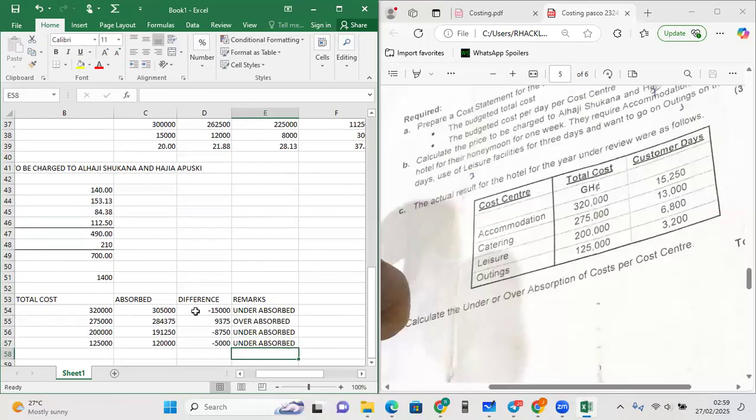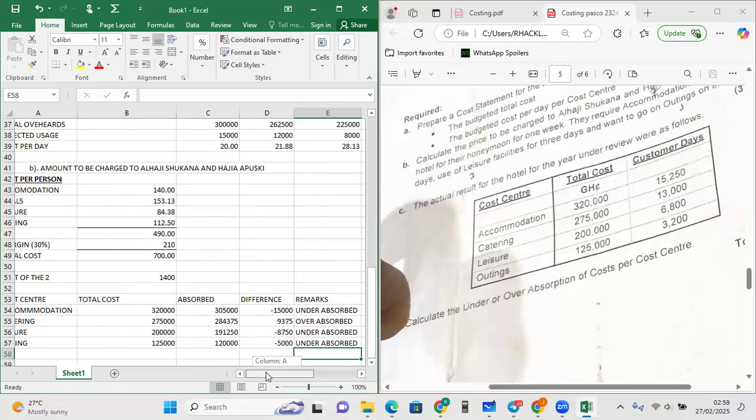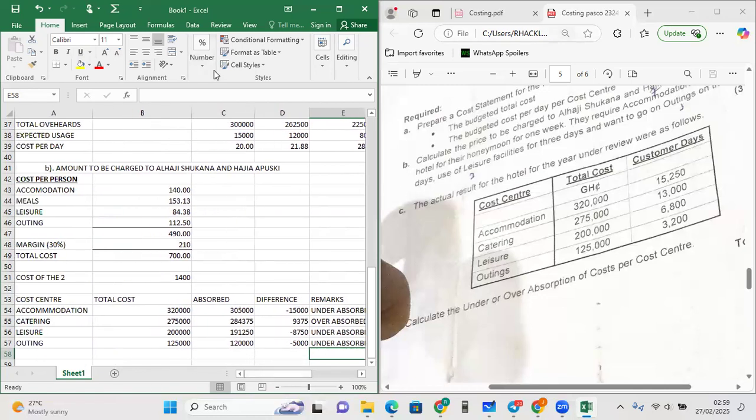Anytime the absorbed is lesser than the total, there's under absorption. Anytime the absorbed is higher than the total, there's over absorption. Repeat after me. Anytime the absorbed is lesser than the total, there's under absorption. Anytime the absorbed is greater than the total, there's over absorption. All right, sure you get it.